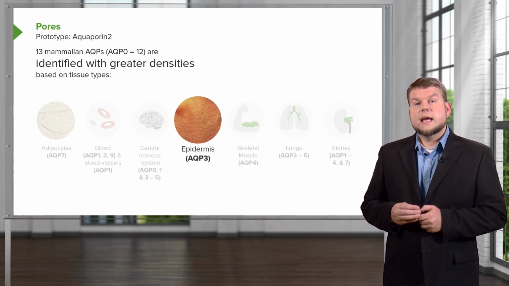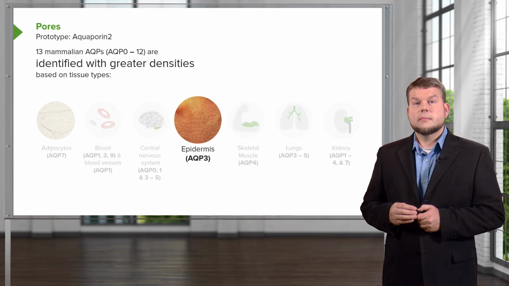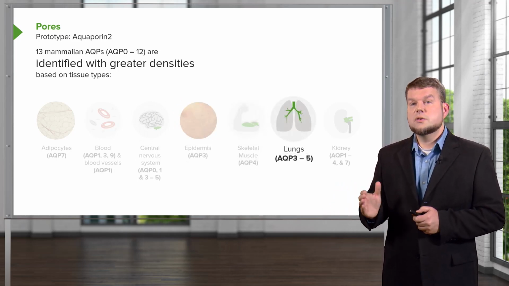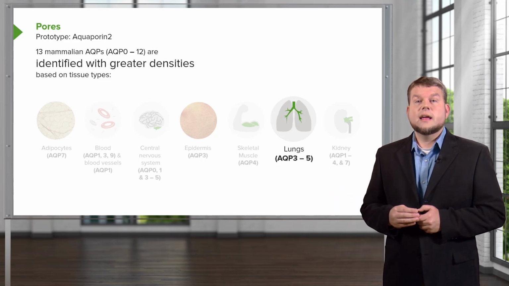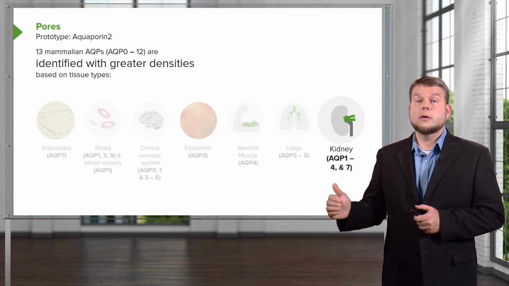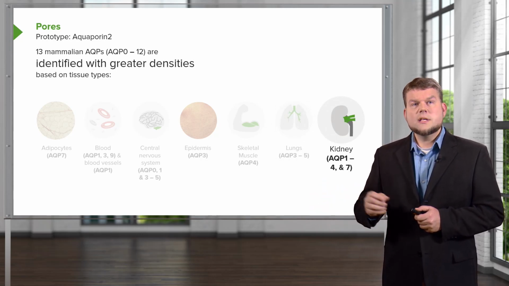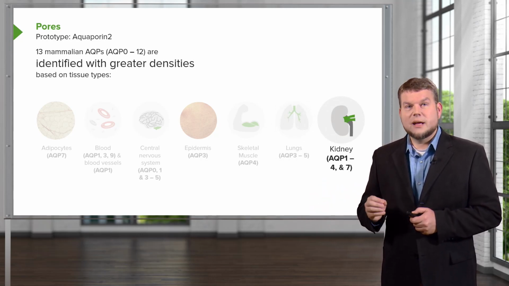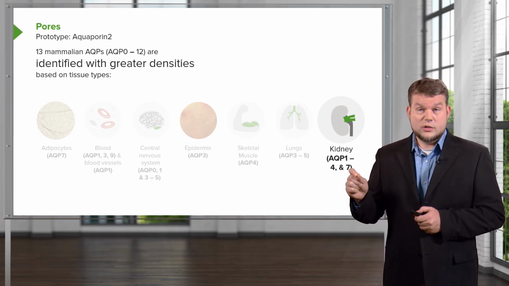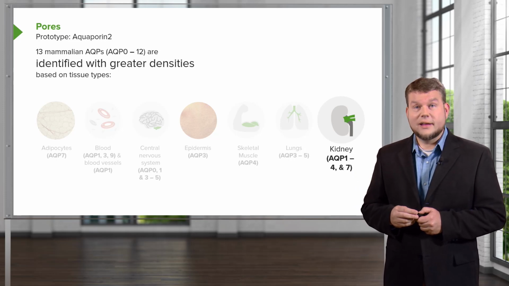The skin has aquaporin 3. Skeletal muscle uses aquaporin 4. The lungs use 3, 4, and 5. And finally, the kidney uses 1, 2, 3, 4, and 7. We're going to spend the time on this particular pore talking about aquaporin 2, which is located primarily in the kidney.